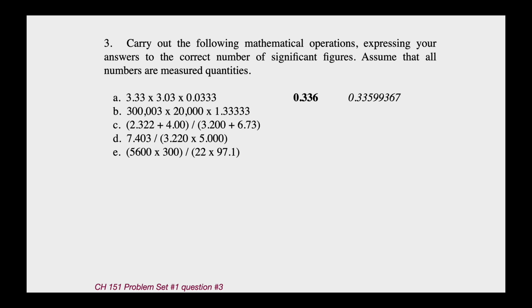That's going to depend then on the number of sig figs. And you can see that 3.33 and 3.03 and 0.0333, they're all 3 sig fig numbers. So we're going to cut this number off after the 5. The first number that's dropped is between 5 and 9, definitely. So 0.335 becomes 0.336 for the final answer. Oh joy. The next one, if you throw it in your calculator, it comes out to be this crazy thing.